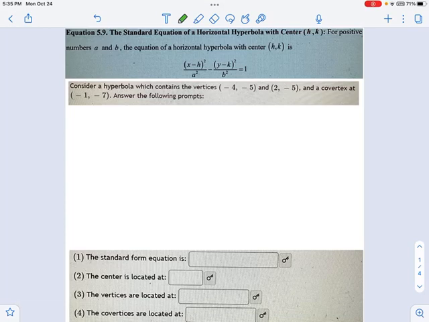In this question, we're characterizing a horizontal hyperbola using some key features. I'm not given its equation. I'm just told what the vertices are, these guys, and one of the co-vertices. And actually, this is easier than the equation, and we'll see why.